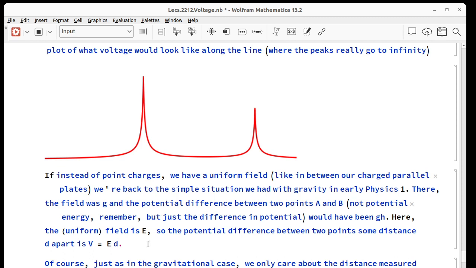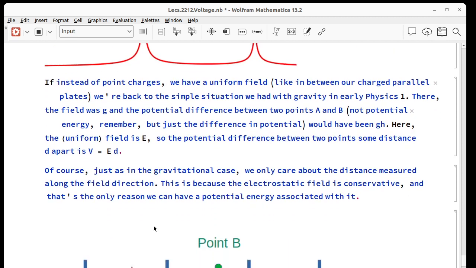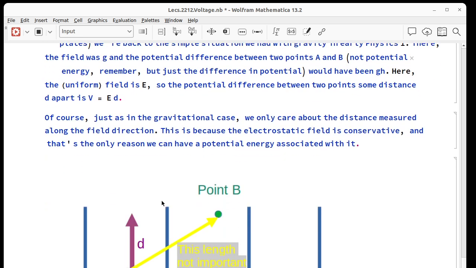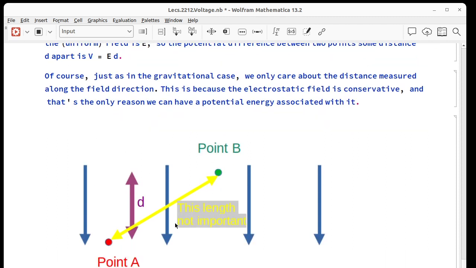Here, the uniform field is E, so the potential difference between the 2 points some distance d apart is E times d. Now, just as in the gravitational case, really the only distance that matters is the distance along the field. The length of this yellow arrow between A and B is not important. The only thing that matters is this purple arrow d, which is their distance along the direction of the field. The reason this is the only thing that's important is that the electrostatic field is conservative. That's why we have a potential energy associated with it.